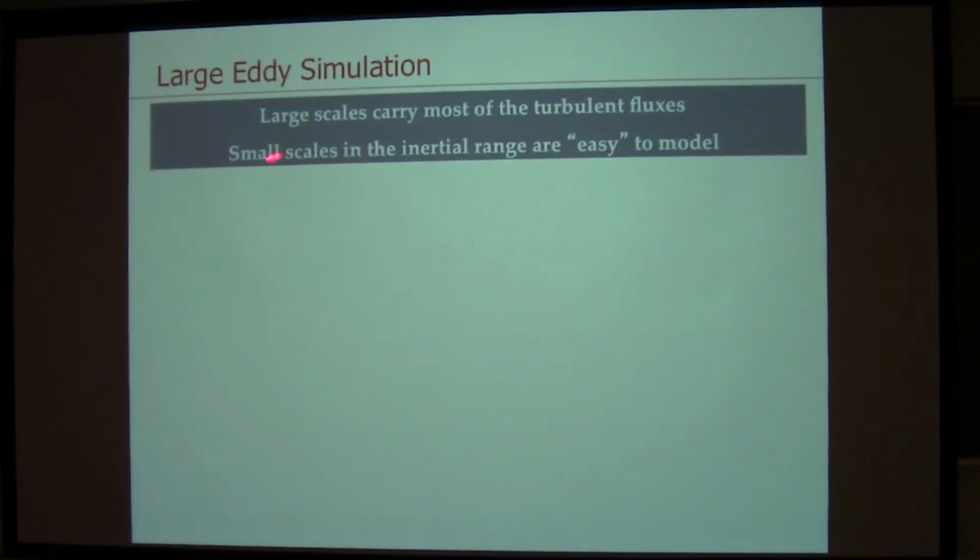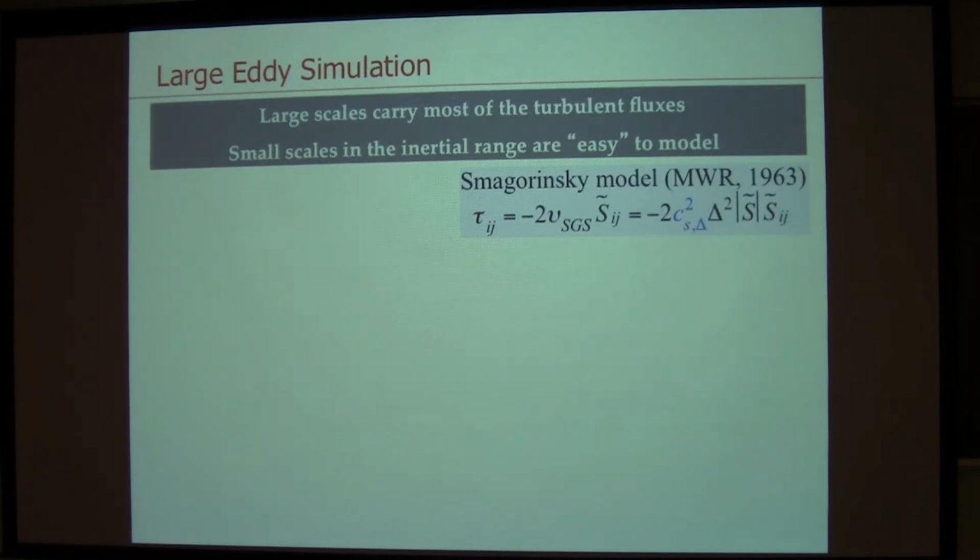So the idea of LES is, if you're interested in the fluxes, the large scales that you can resolve are the ones that are carrying most of the fluxes, so you don't need to resolve the very, very small scales. And the small scales which you need to model in LES are more universal, so they're easier to model than, let's say, all the scales of turbulence that we need to model in mesoscale models.